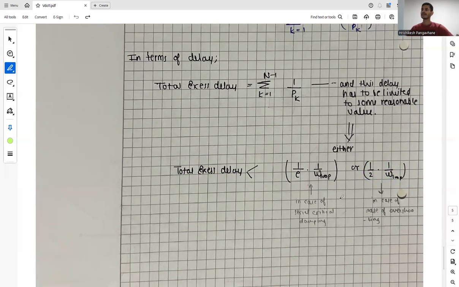So we have generalized the concepts of phase margin and Nyquist plot for higher order systems. And I think that's it for this video.